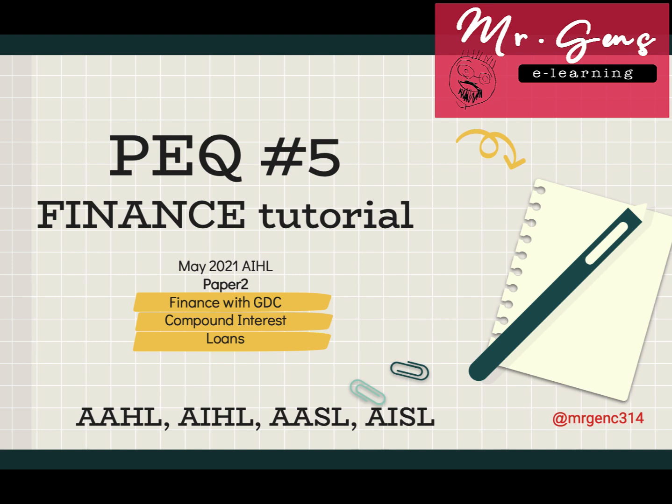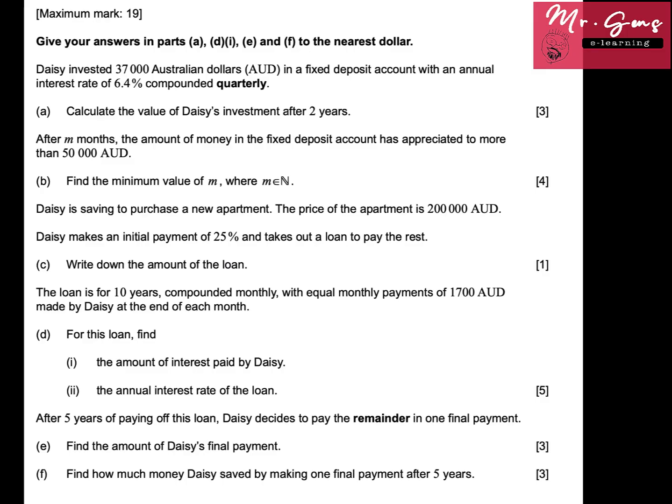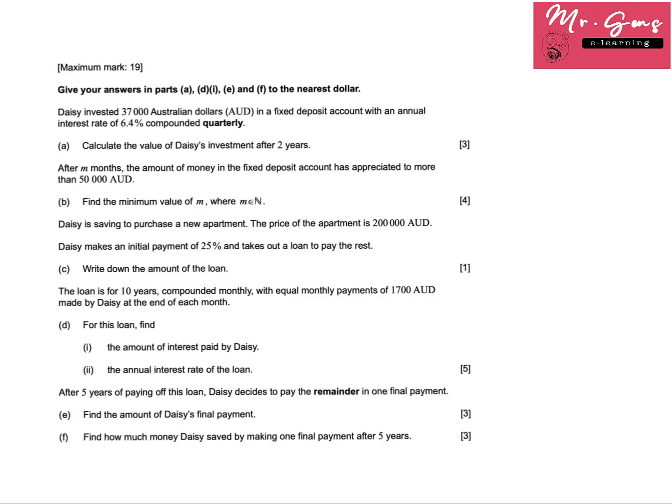I will show the Finance app on the Nspire. Our question contains compound interest and loans. Pay attention to the first sentence. It is given "dark", so some of the answers will be asked for the nearest dollar. For that, I suggest you change your calculator settings to float 5.